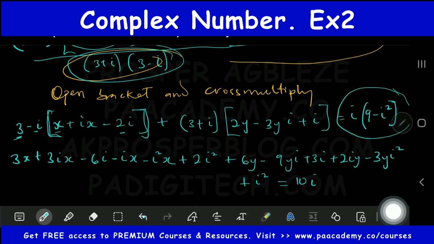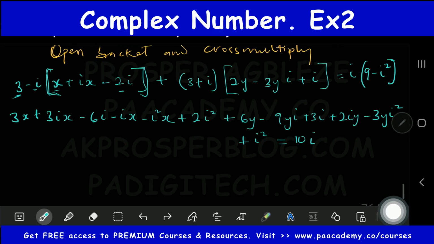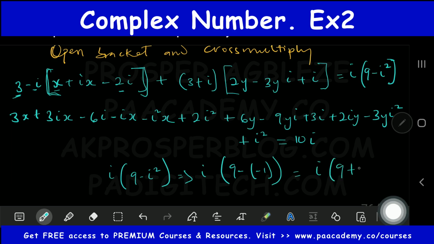Okay, so let me simplify that for you on the side so that you can understand how I got this 10i. Well, let me write it like this. So what we had there is i into bracket 9 minus i squared. So it's the same thing as having i into bracket 9 minus, remember I said i squared is the same thing as j squared, which is minus 1. So into bracket minus 1, and that will give us i into bracket 9 plus 1, which is i into bracket 10.